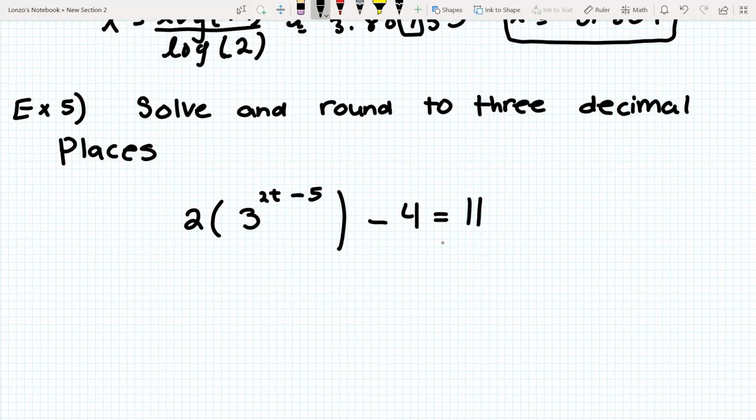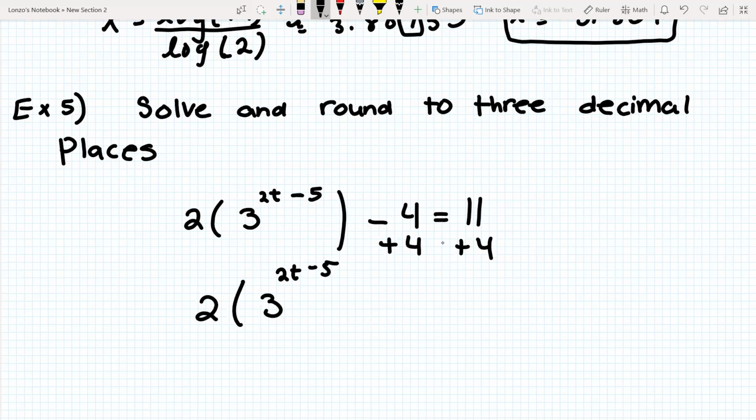The first thing I would do to solve for t is move this 4 to the right, so you're going to add 4. Over here we have 2 times 3 raised to 2t minus 5 equals 11 plus 4, which is 15. Next, to solve for t, I would get rid of this 2. Since this is multiplication, the opposite of multiplication is dividing.